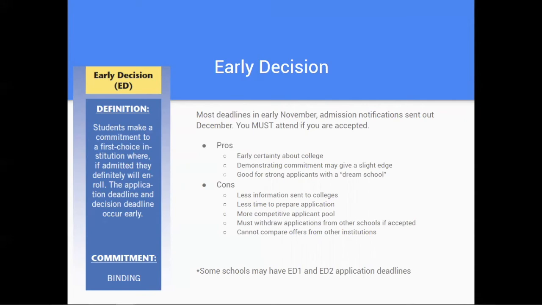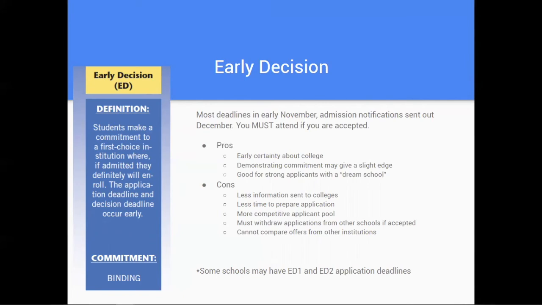As far as cons, there is, again, less information to be sent to colleges for those early decision deadlines in the fall. There's less time to prepare an application once we come back from summer break into senior year. So if a student hasn't used the summer to really get on top of their applications, it doesn't leave a lot of time to prepare a really solid and strong application. There's definitely a more competitive applicant pool that applies early decision. Again, you have to withdraw any other application that has already been sent out if you are accepted early decision. So if you're kind of on the fence and wanted to hear whether you got into a couple other schools, that is not an option. You have to withdraw any application that you've already sent out.